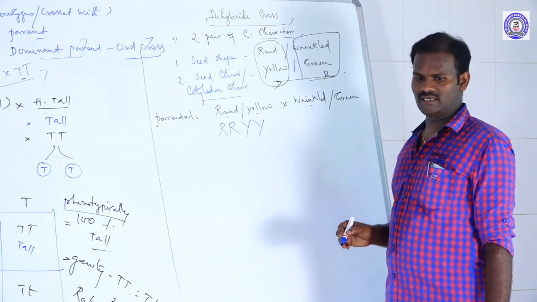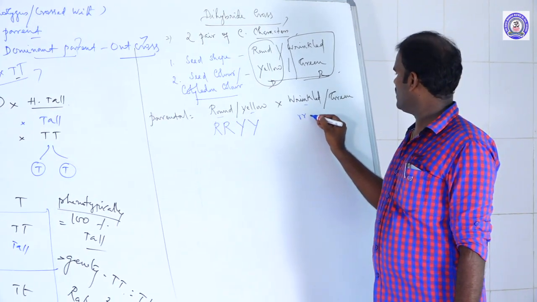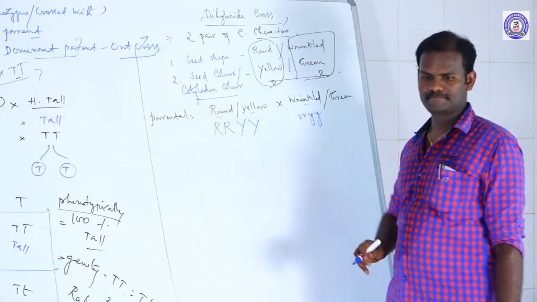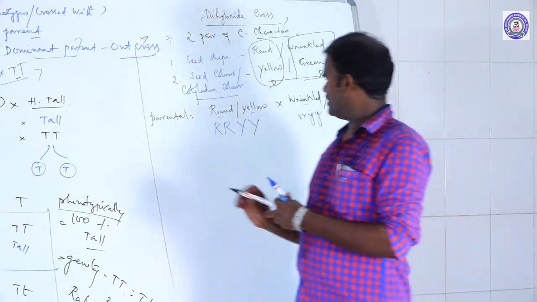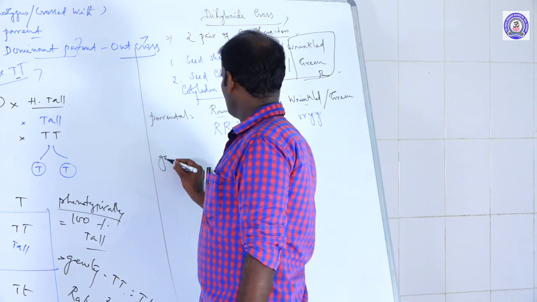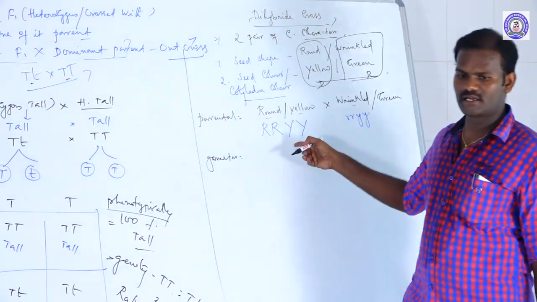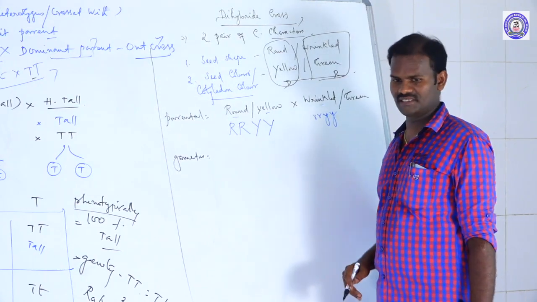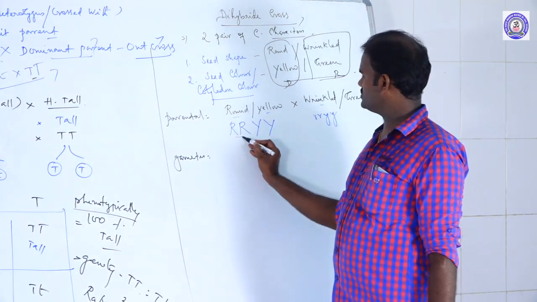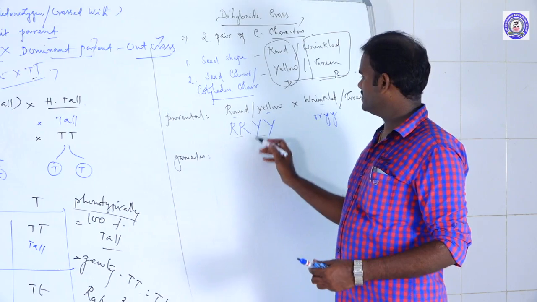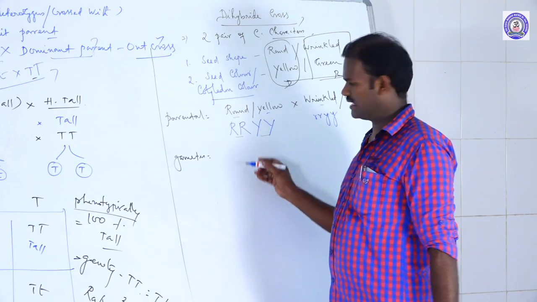It is a recessive character, small r, small y. At the time of gamete formation, half of the number of chromosomes are reduced from their parent. These are called reduction divisions. These are homozygous. Among these two, only one allele gets segregated.